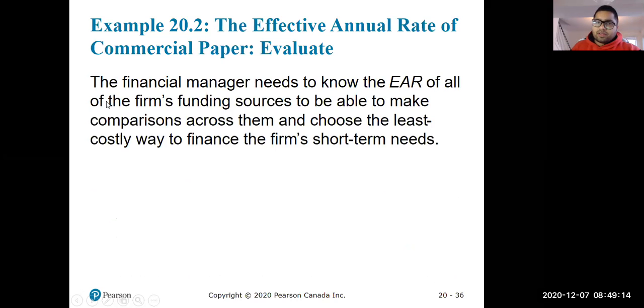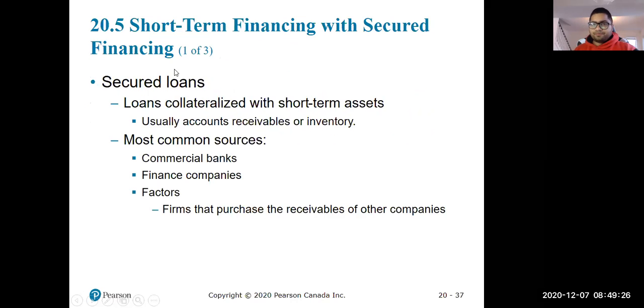Next, the finance manager needs to know the effective annual rate of all the firm's funding sources to be able to make comparisons across them and choose the least costly way to finance short-term needs.